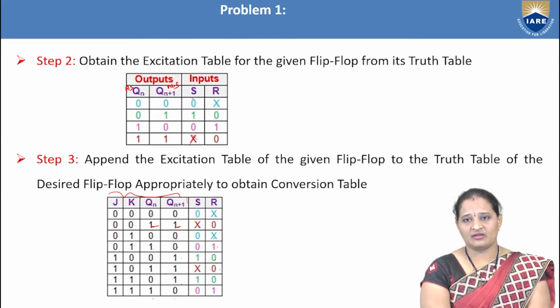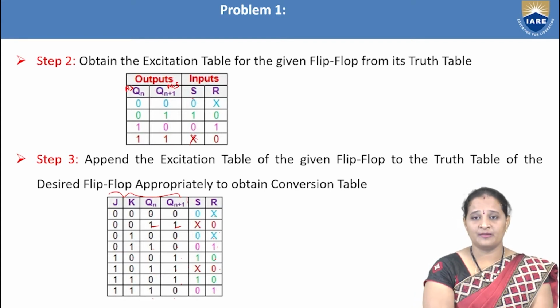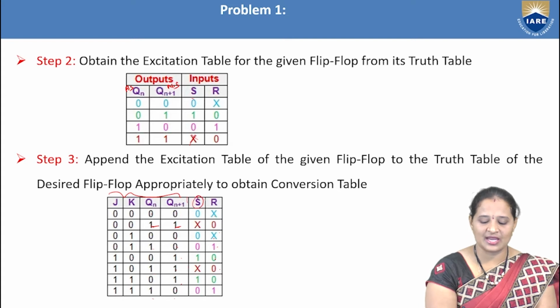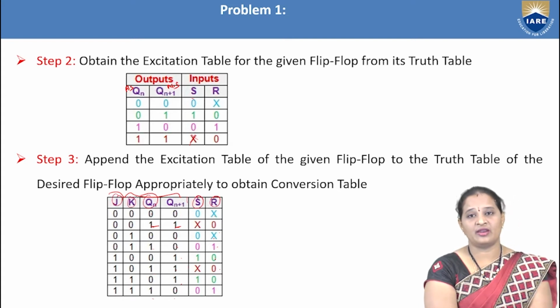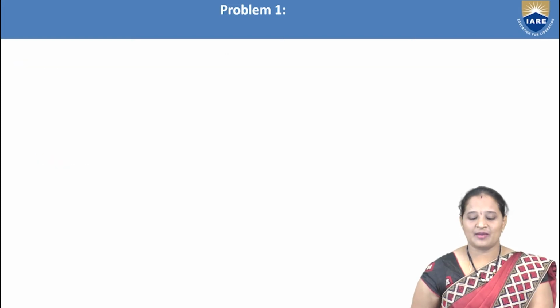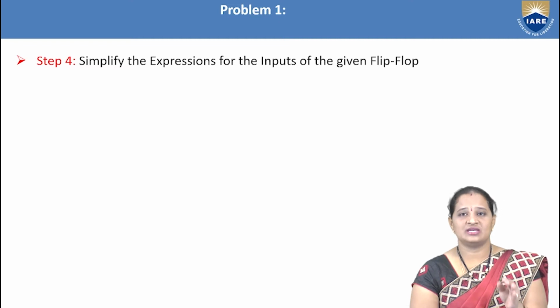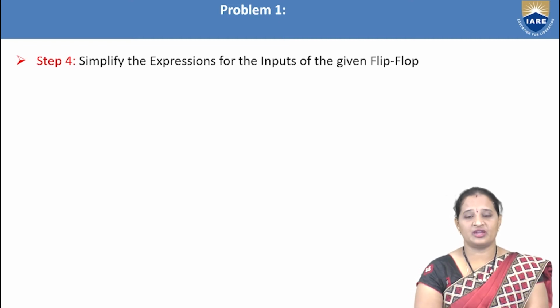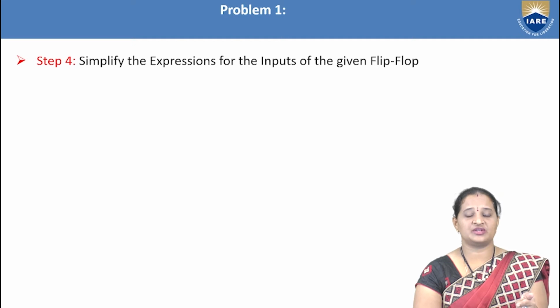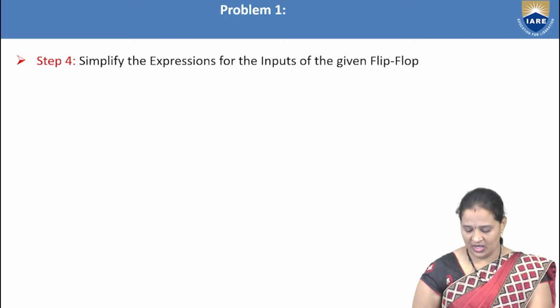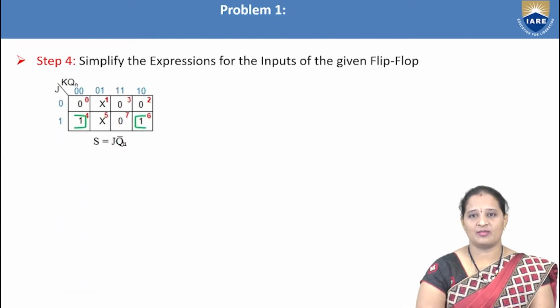After writing the conversion table, we need to go for the equations of S and R in terms of J, K, Q, N. For that, we need to go for K-maps here. So the next step is to get the simplified expression for the inputs of the given flip-flop. What is the given flip-flop here? SR flip-flop is the given flip-flop. So we need to get the expressions for S and R. For that, I'm taking the K-map here.